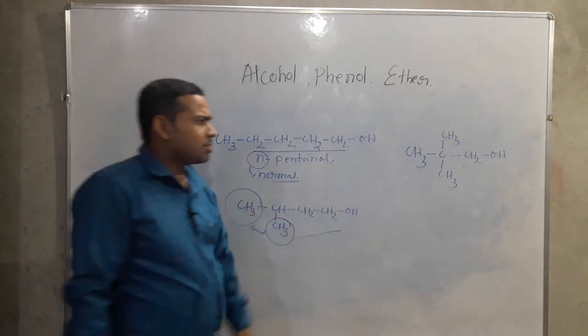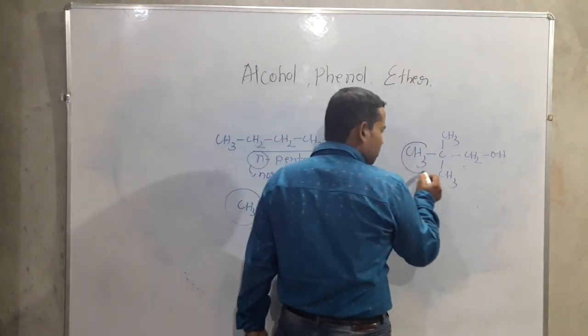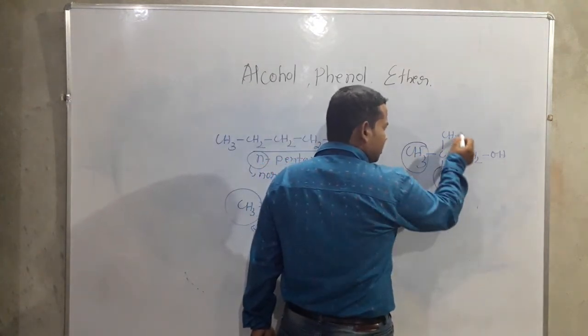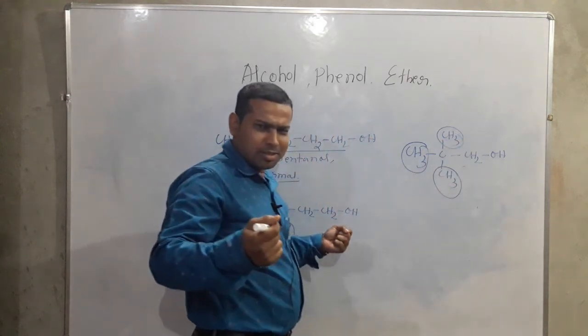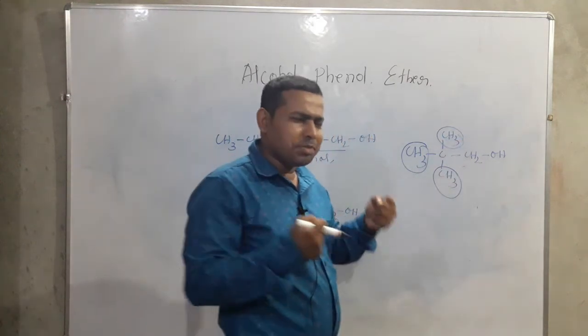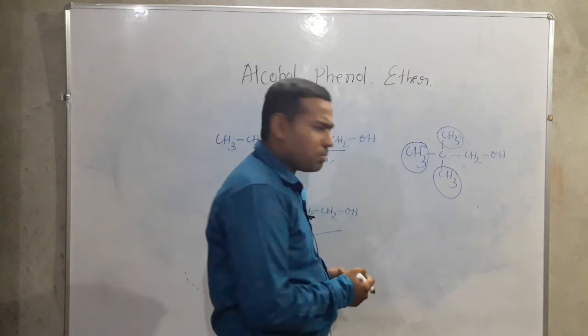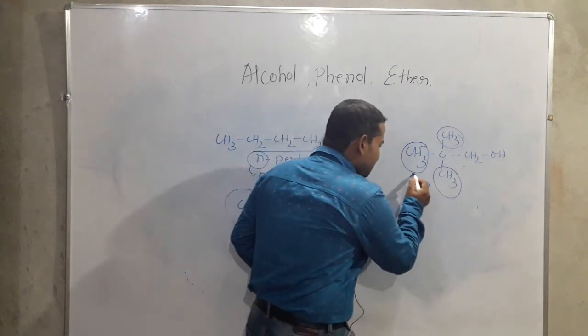If you consider the last one, what happened? Three CH3 groups are there. So all the CH3 groups have bulky size. They repel each other. This repulsion is known as steric hindrance. Clear, people? This is known as steric hindrance.